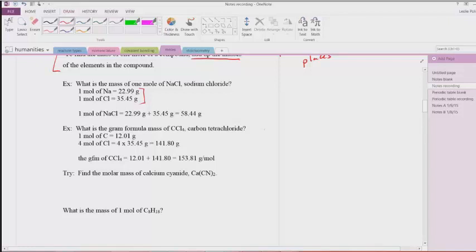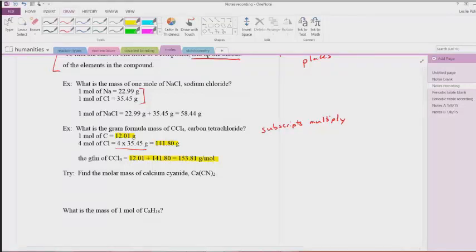Now, how do we do subscripts? Well, in carbon tetrachloride, we've got 1 carbon and 4 chlorines. We know we have 4 chlorines because of the subscript of 4, so we are going to multiply that mass of chlorine that we get from the periodic table by 4, because there are 4 of them, and then we add our total mass of carbon to our total mass of chlorine.